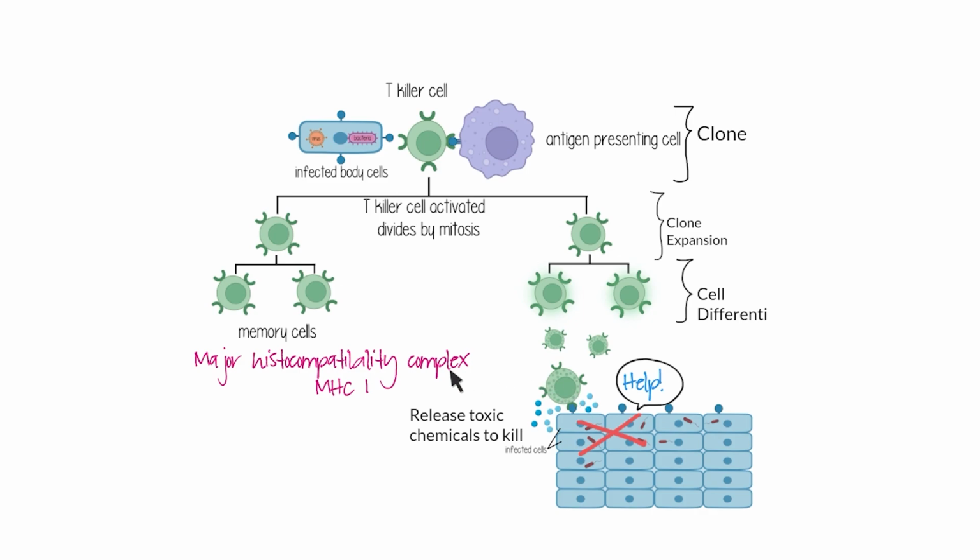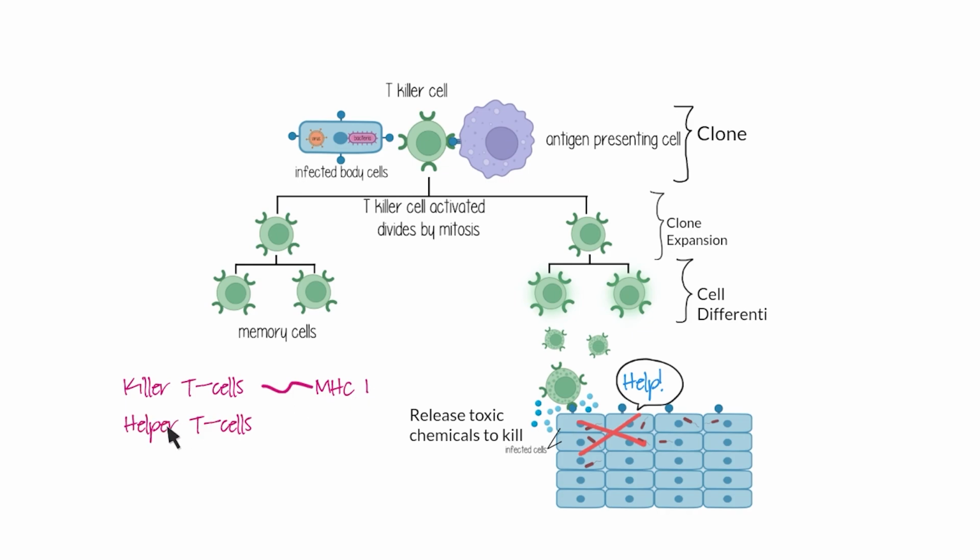Now, there are two different types of MHC receptors, and each of these will only be able to present the antigen to a particular type of T cell. So, killer T cells will only recognize antigens that are being presented to it on MHC1 receptors. In contrast to this, helper T cells, which if you remember were presented antigens by antigen-presenting cells, need to be presented these antigens on MHC2 receptors.